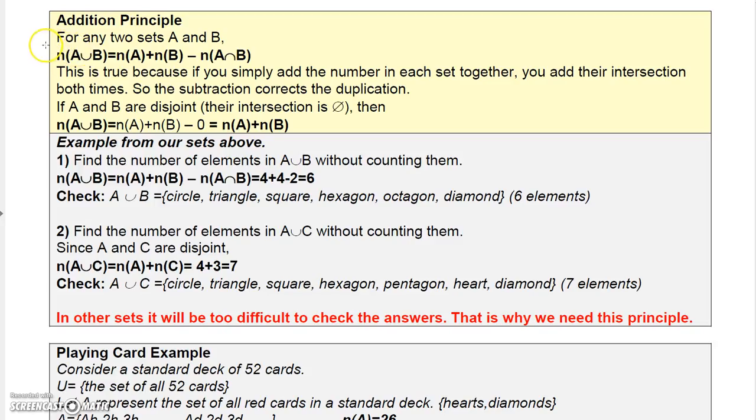Now, the addition principle gives us a way to find the number of elements that are in the union of two sets. So the number of elements in the union of two sets is equal to the number of elements in the first set plus the number of elements in the second set minus the number of elements in the intersection. So go back to sets A and B from above, the number in A union B.